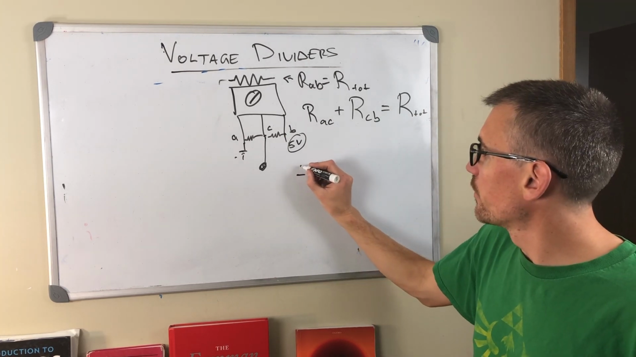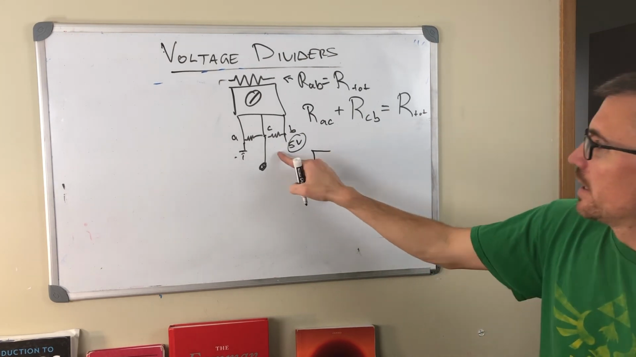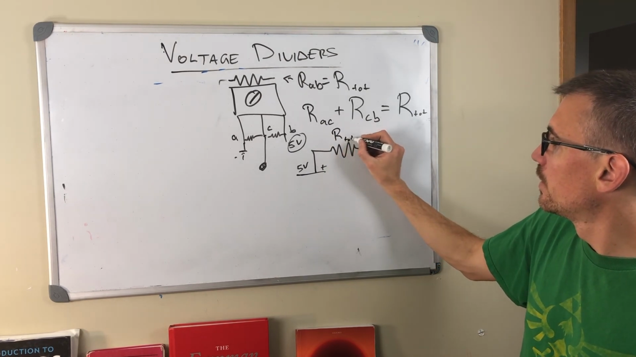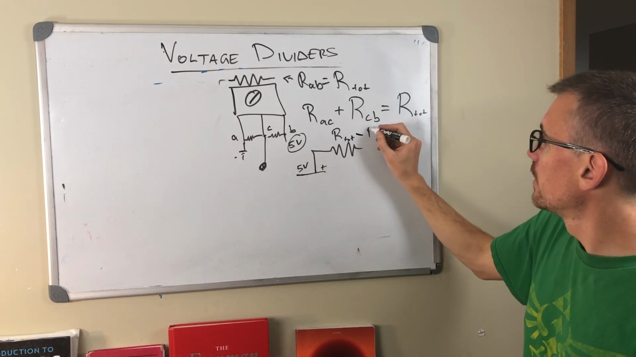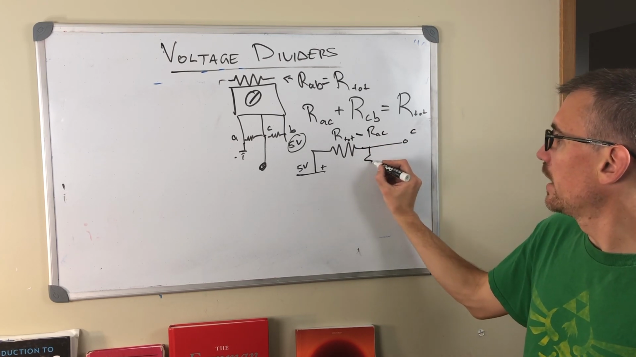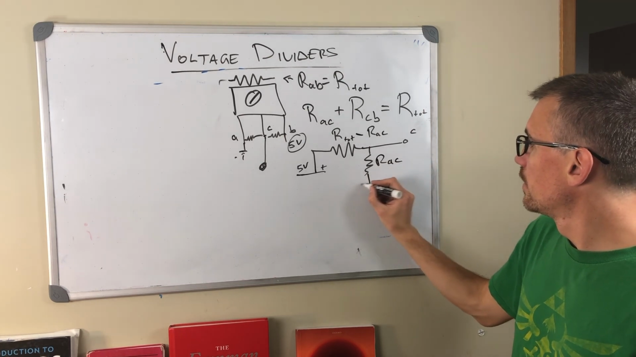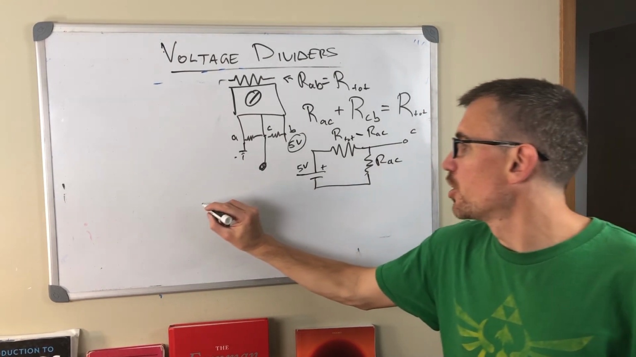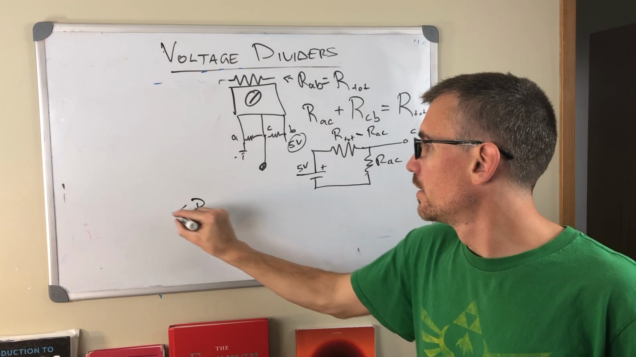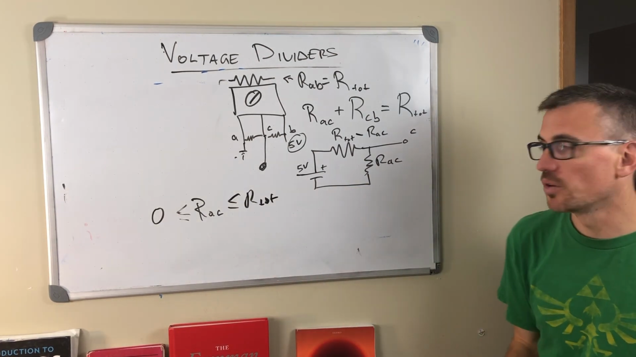I actually made a voltage divider, 5 volts as my input. Here I have RCB, which is going to be R total minus RAC. That goes to C here, and I have my other resistor, RAC, just down here. And in my potentiometer, RAC, as I twist the knob, is going to go between 0 and R total. So it's going to linearly change from 0 to R total.